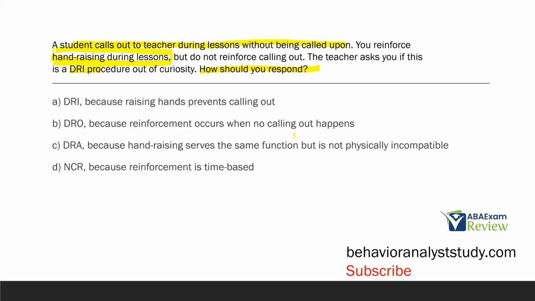C, DRA because hand raising serves the same function but is not physically incompatible. Yes, hand raising is going to get the student the ability to answer or call out, but it is not physically incompatible with calling out without being called upon. So it's not even the greatest target, but it isn't a DRI. And then D, non-contingent reinforcement, because reinforcement is time-based. It's not. It's based on doing appropriate action. So the answer here is C, DRA, because hand raising serves the same function, but is not physically incompatible.